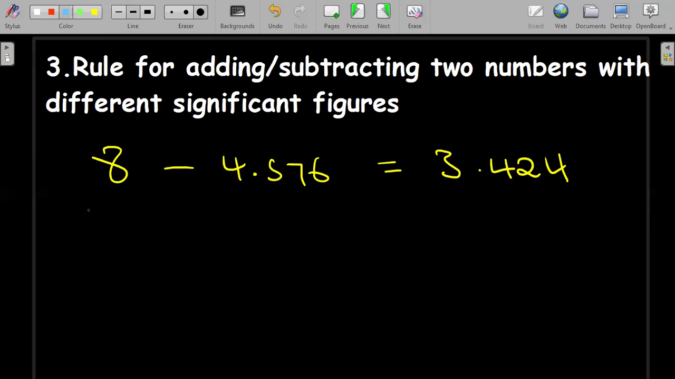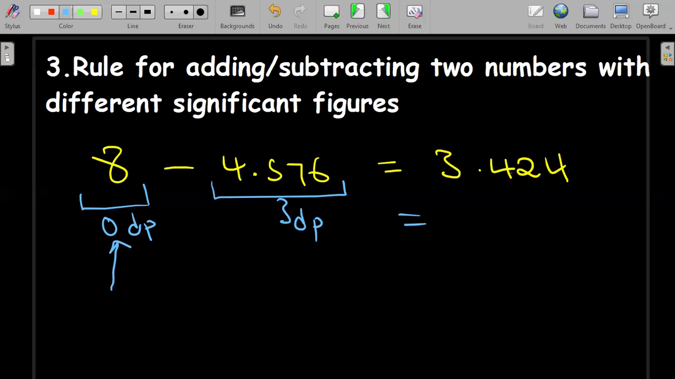Okay, so we see that this 8 here has how many decimal places? 0 decimal places. And then this one here has 3 decimal places. So what will this mean? It means that our answer should also have 0 decimal places. So we are going to round off this number such that it doesn't have any decimal places. If we round off this 4 here to this 3, since this 4 is less than 5, this 3 remains the same. So the final answer there is 3.